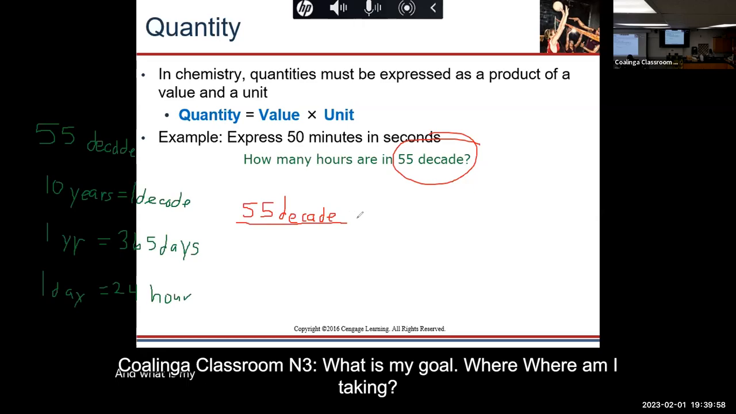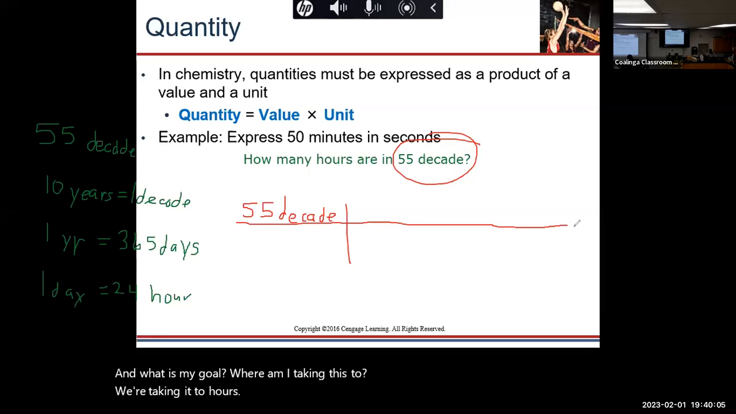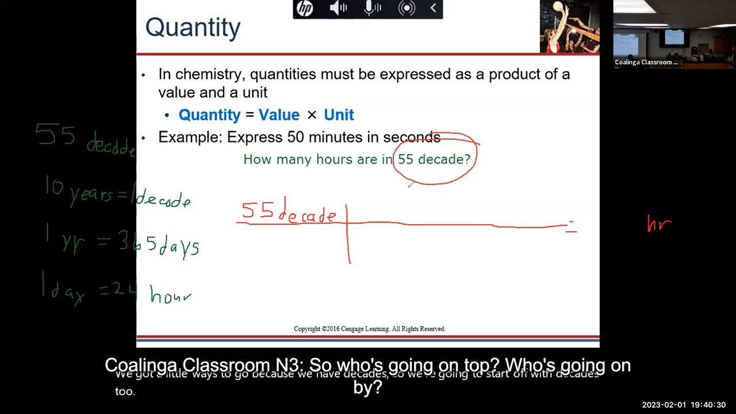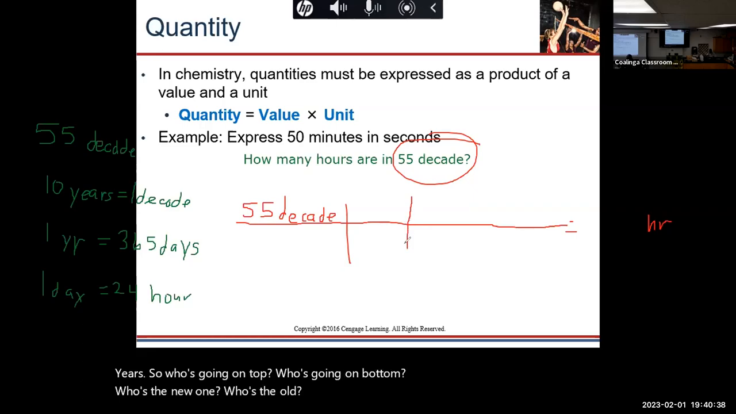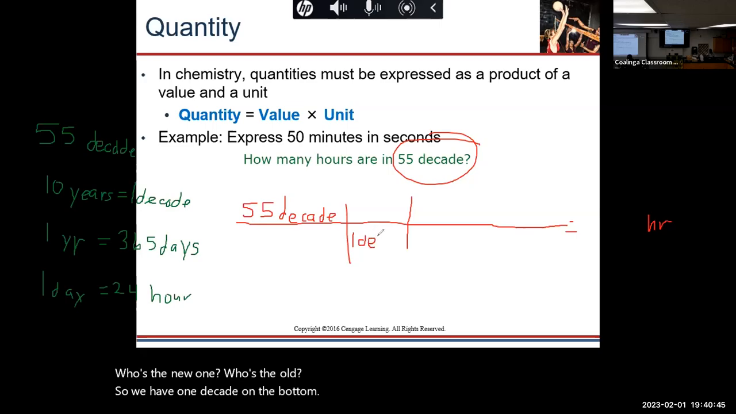And what is my goal? Where am I taking this? We're taking it to hours. Okay. So we got a little ways to go because we have decades. So we're going to start off with decades to years. So who's going on top? Who's going on bottom? Who's the new one? Who's the old? So we have one decade on the bottom. And on top?